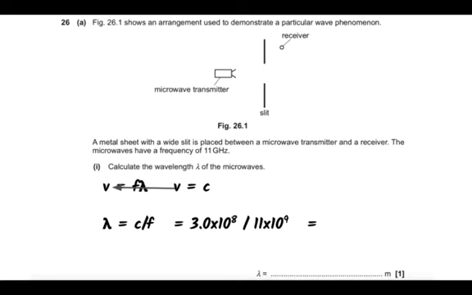Plug that in on your calculator and it should spit out the answer 0.0272727 recurring meters as the wavelength. And as I consider writing my final answer on the dotted line, I'll always take a cursory glance to see how many sig figs have been used in the numbers given to me in the question, in this case 2, so I'll write my answer to 2 significant figures, 0.027 meters and no more.